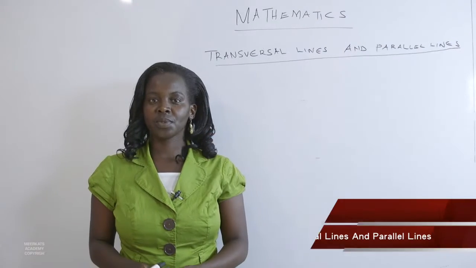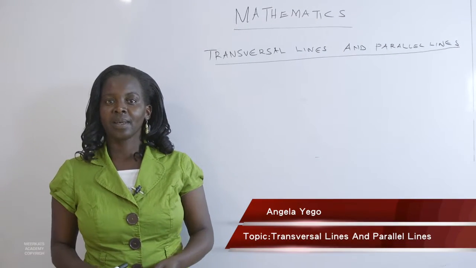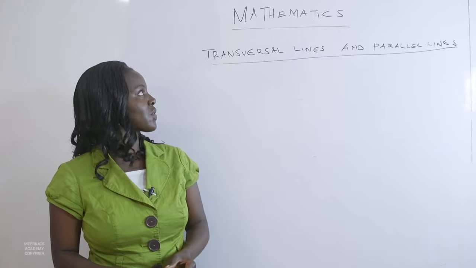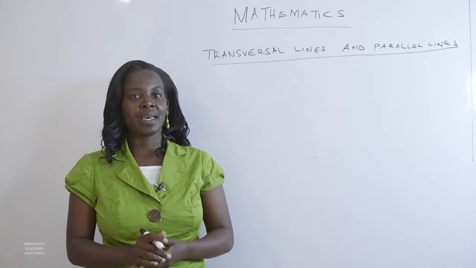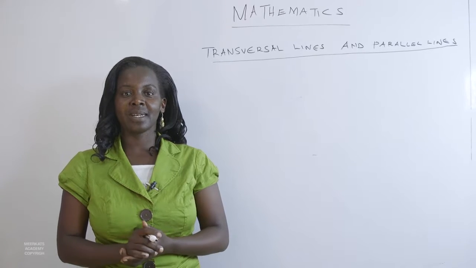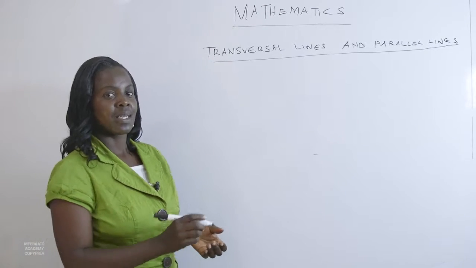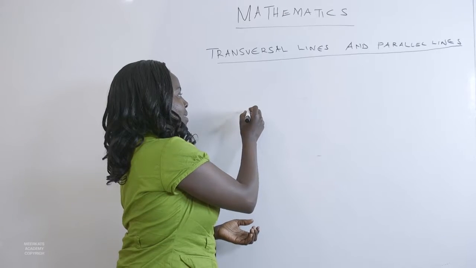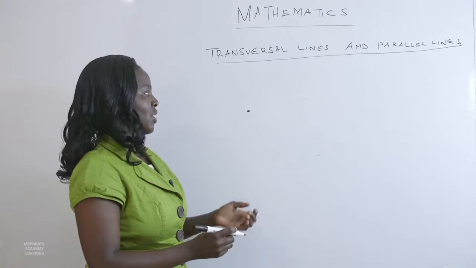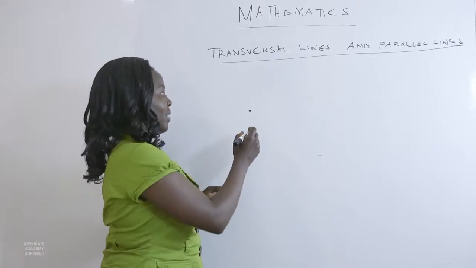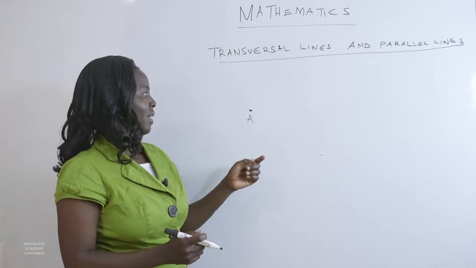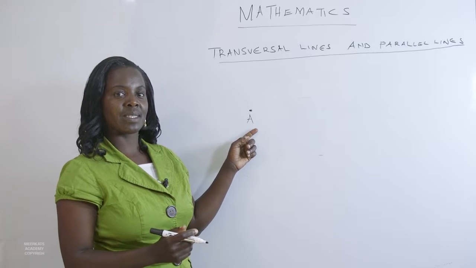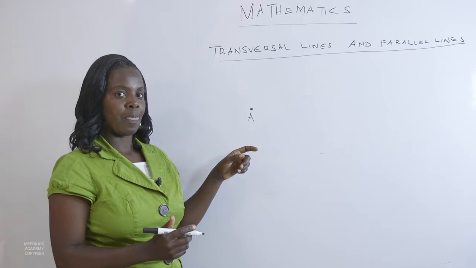So welcome to today's lesson. In our last lesson, we introduced the concept of lines. And if you can remember, we said that a point shows a position and it's indicated by a dot and named using uppercase letters.